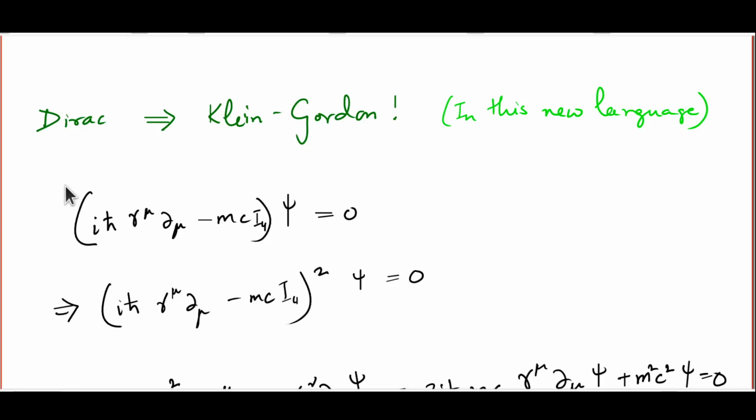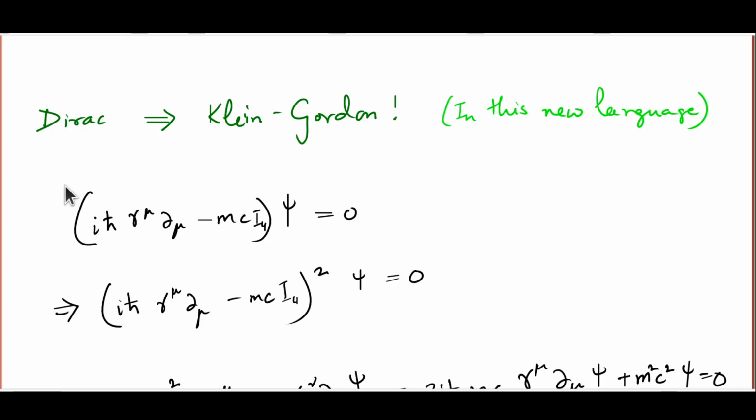There, what we had done was use this demand to figure out conditions on the beta and the alpha matrices. Now that we have recast our equation in the language of the Dirac gamma matrices, and have found out what those conditions tell us about the gamma matrices' behavior, we are going to use this to check that the Dirac equation actually implies the Klein-Gordon equation.